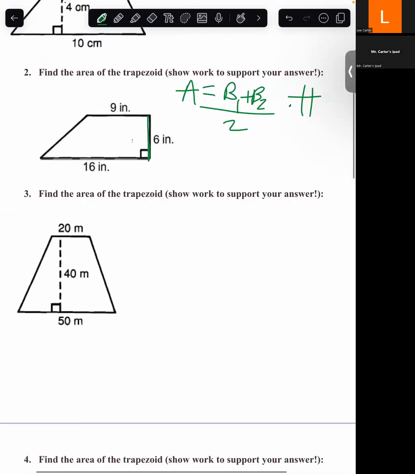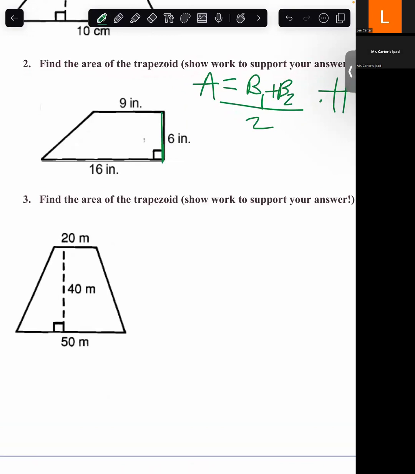Now here, there's actually another way this one could be done. We can make this a triangle right here. Then this is a rectangle that's 9 times 6, which is 54. If this is 9 and that's 16, then this has to be 7, since 9 plus 7 is 16. This height is 6. So this triangle is base times height divided by 2, the area of this triangle.